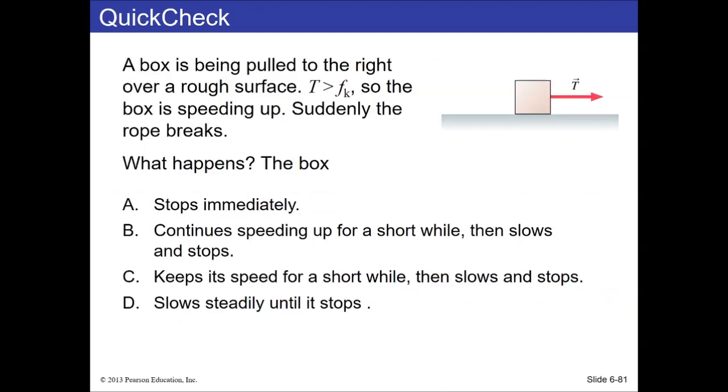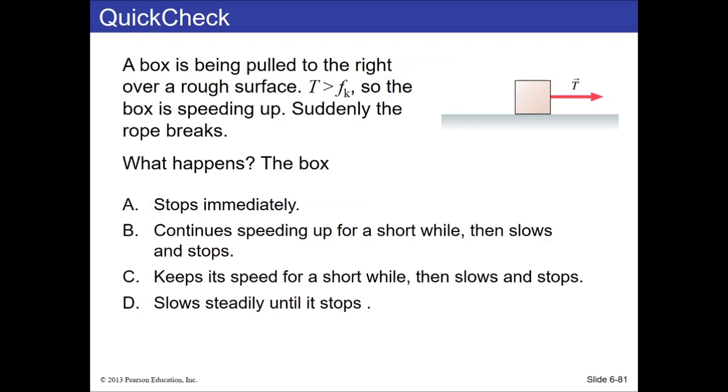All right, so question for you now. Tension to the right, pull on the box, okay? Tension is bigger than the kinetic friction. So that means the box is speeding up.